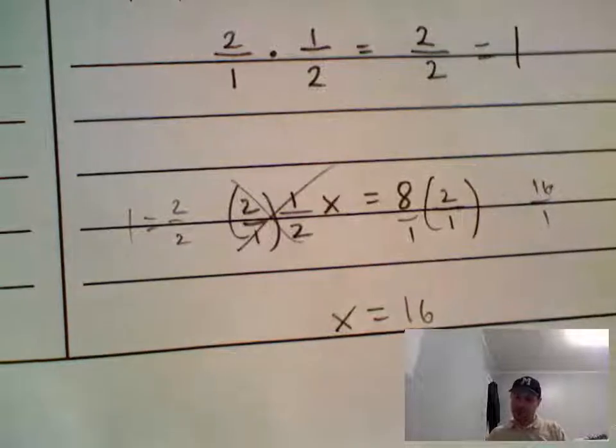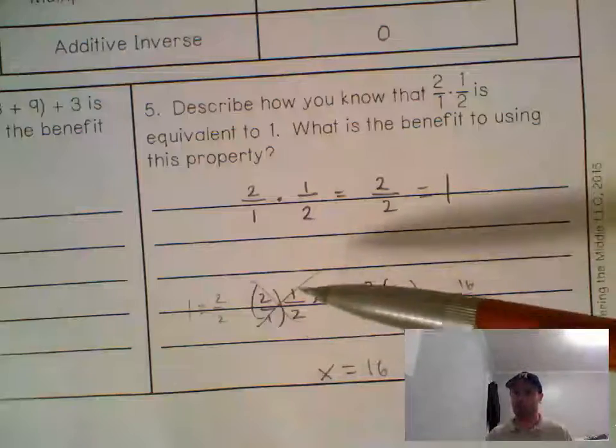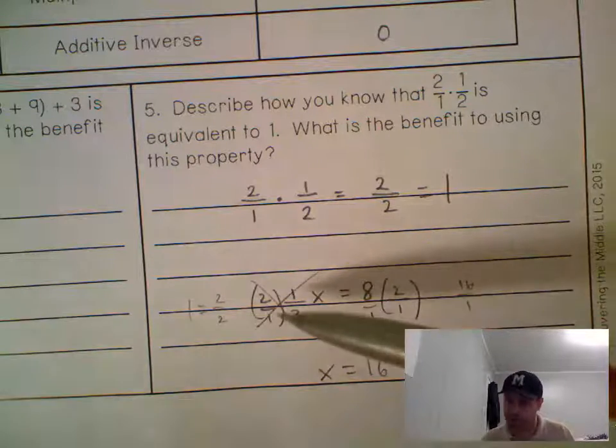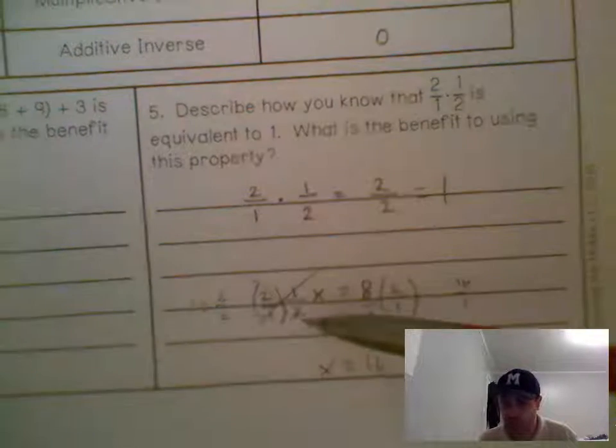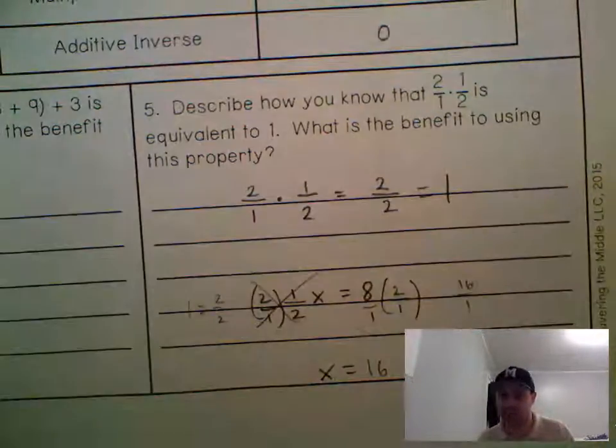So the benefit of using this property is that sometimes we can get rid of things in an equation that we want to get rid of. If we want to get rid of this 1/2 to solve for x, we can use what we call the inverse property of multiplication to get rid of the 1/2 by using 2 over 1 on both sides, helping us solve our equation.